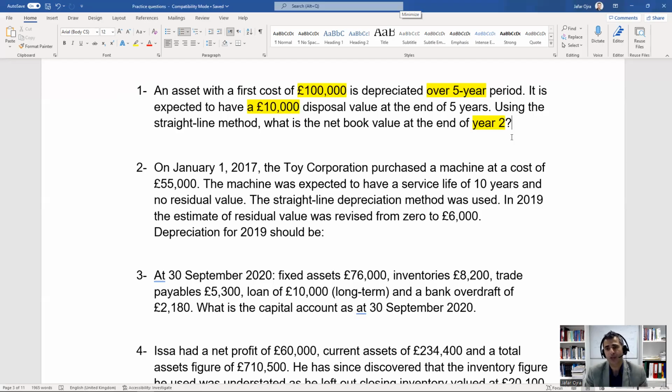Here we go. So using the straight line method, we need to calculate the net book value at the end of year 2. Net book value means we need to calculate the fair value of the asset at the end of year 2. The first thing you need to do is calculate depreciation.